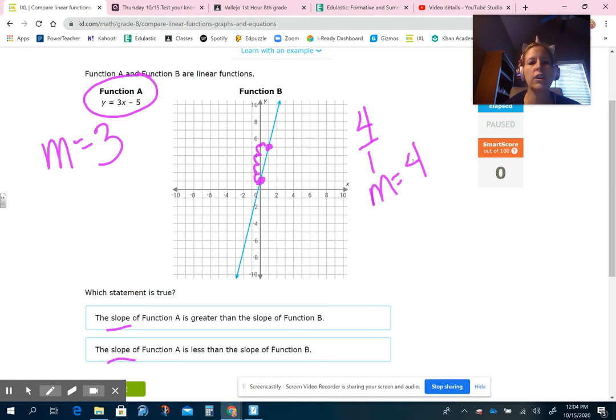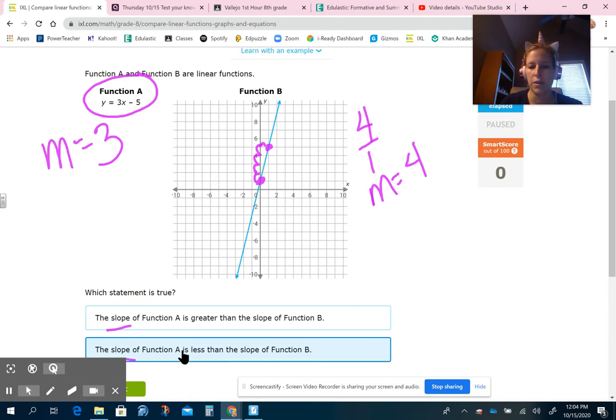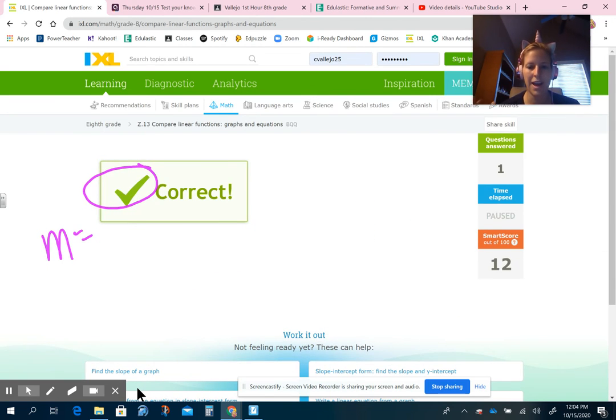So whose function is bigger? So let's see. Function A has a greater slope than function B, or does function A have a lesser slope? Well, obviously 3 is less than 4, right? So this is how we get, see, is it going to let me? Hey, we did it!